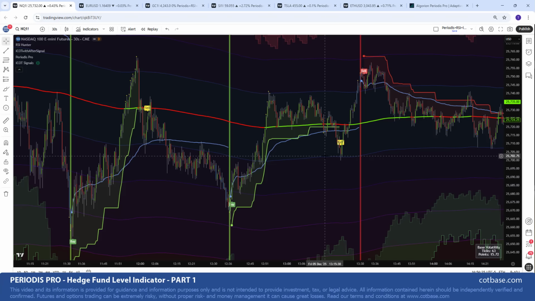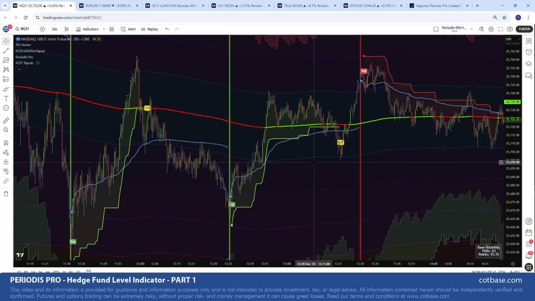And of course, I'm sending this to you, COTBASE members, those who are using the ICOT intraday indicator, because the two worlds supplement each other like yin and yang, really. The two just belong together.